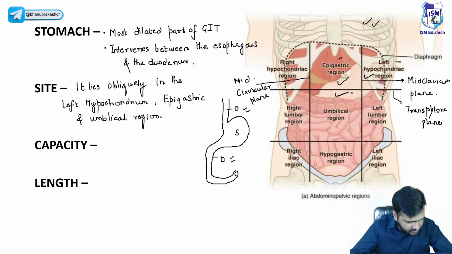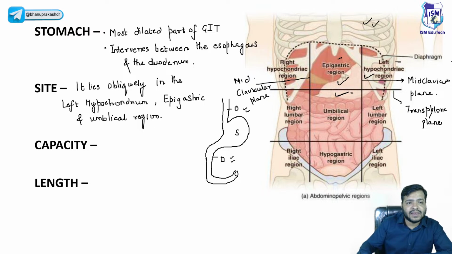Right? Yes. So these are the three areas: the left hypochondrium, epigastric, and the umbilical region. Okay, so this is the site of the stomach. Again, an important question.